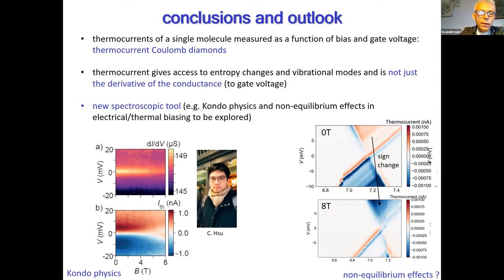And you see nothing in the conductance, but you start to see things already in the thermal current. So again, there may be additional information hidden there. Also on the right-hand side, we see something that we completely don't understand.